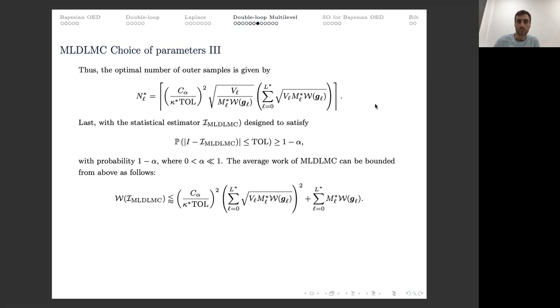And as I said before, we aim at a certain tolerance. So we want, in probability, to be below a certain tolerance. And the total work to achieve that is given by this expression.